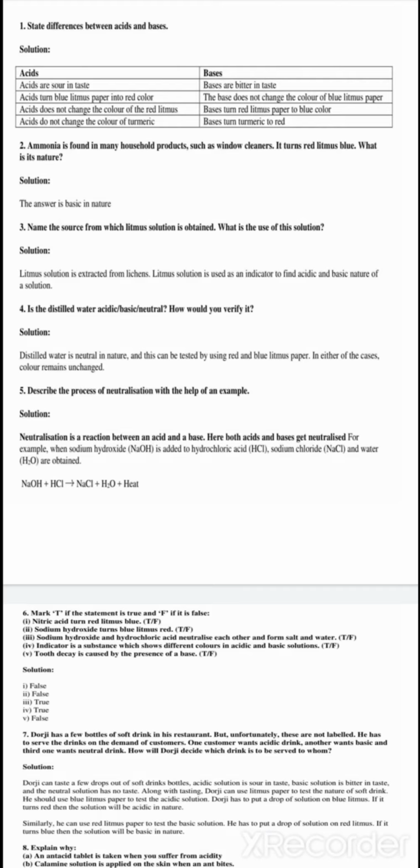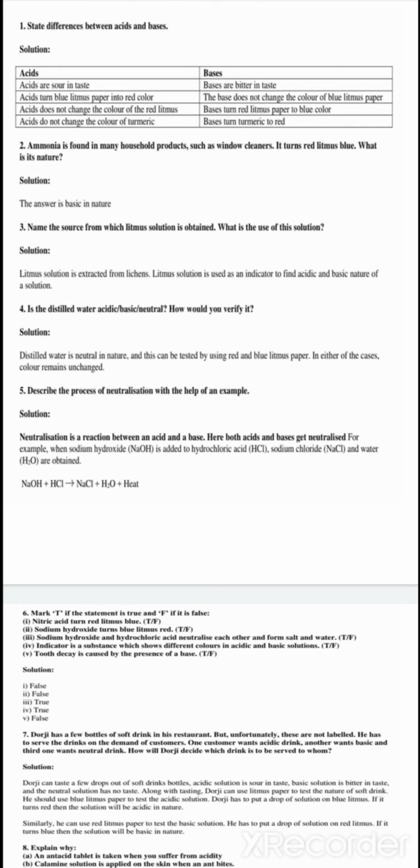Question number 4, is distilled water acidic, basic or neutral? How would you verify it? First of all, what is distilled water? Generally in water some minerals and small salts are there. When you boil this water, water turns into water vapor, and whatever minerals are present in water remain as they are. When we cool the water vapor, it again turns into water droplets, and this is distilled water. In distilled water, nothing is there. It is pure water only, no minerals.